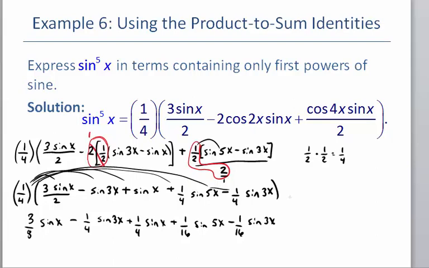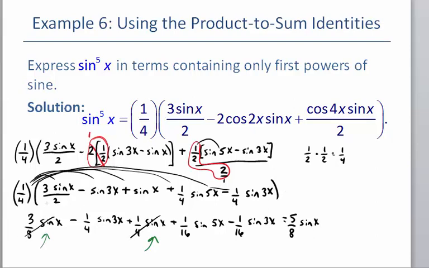Now, the only thing left is to combine like terms. And so let's look at that. We do have 2 terms that have a sine x. So these 2 can be combined. So 3 over 8 plus 1/4 is going to end up being 5 over 8 sine x. And that's going to take care of that term and that term.